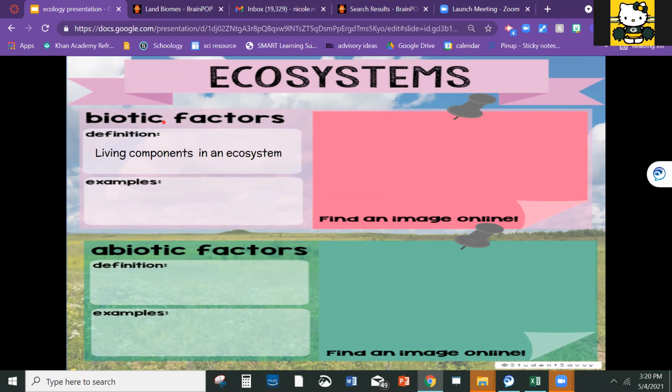So again, you're in your digital notebook and you're writing down living components in an ecosystem. Examples of biotic factors include things like protists, which are those one-celled organisms we studied before, plants, animals, fungi, and bacteria. When you're done writing down the definition and examples, please insert an image that you can find online to help you remember what a biotic factor is.